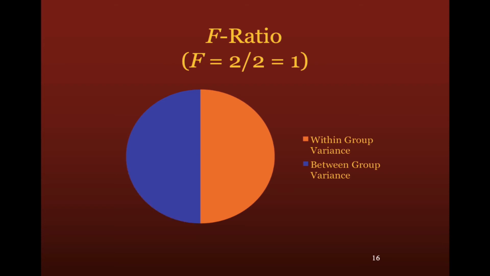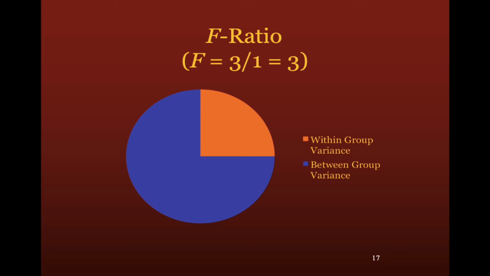Here now, this particular pie chart is indicating that there's an equal amount of variability between the independent and dependent variable. So here, half the variability is due to the independent variable, half is due to random error. So if we calculated this F statistic from this ratio, we get an F of 1.